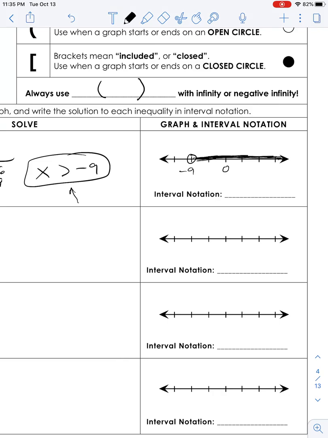And we've been doing interval notation, so hopefully we know how to do this by now. All right, where does my graph start on the far left? It starts at negative 9. Open circle means parenthesis. Where does my graph end on the right? It ends at the arrow. Okay, the arrow is infinity, which is always a parenthesis.